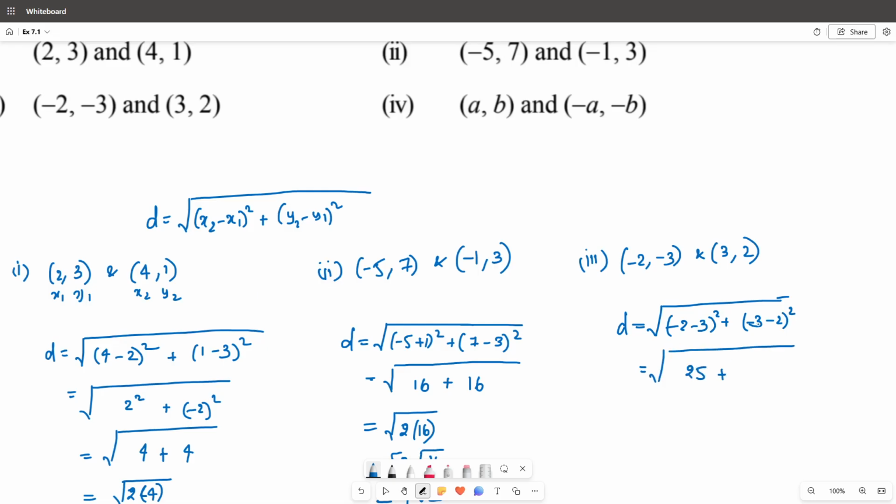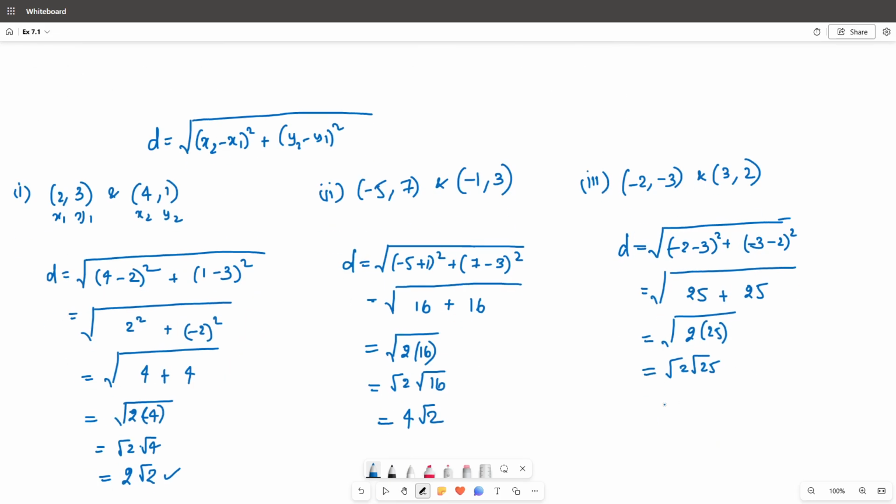Next again, minus 3 minus 2 is minus 5. Minus 5 square is 25. So again we have 2 times 25. Now this can be written as root 2 into root 25. Root 25 we know is 5. So this will be 5 root 2. The distance between this pair is 5 root 2.